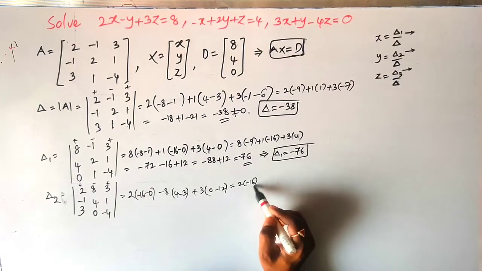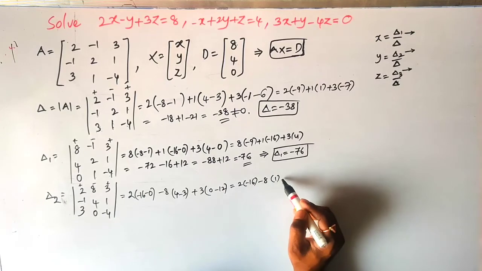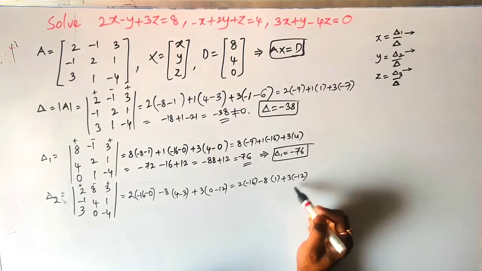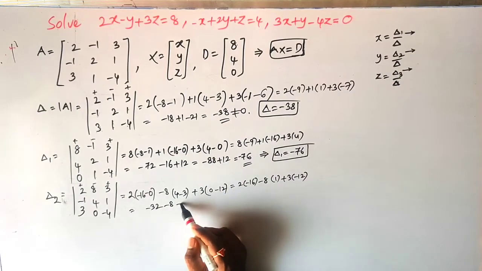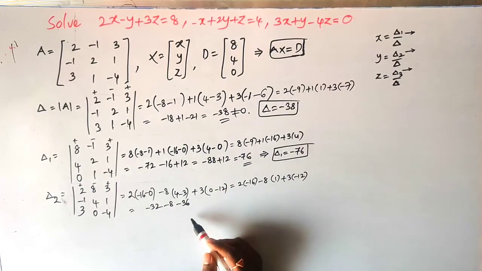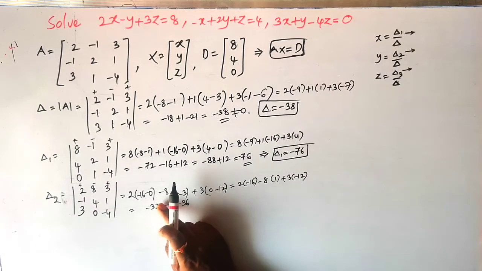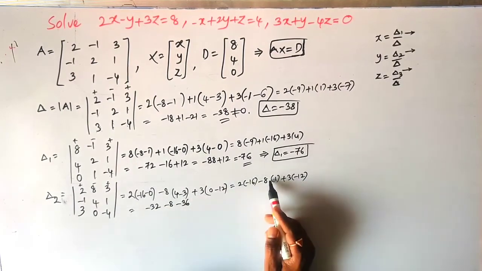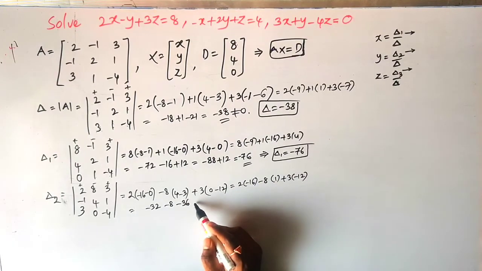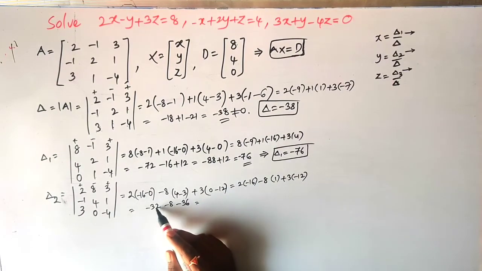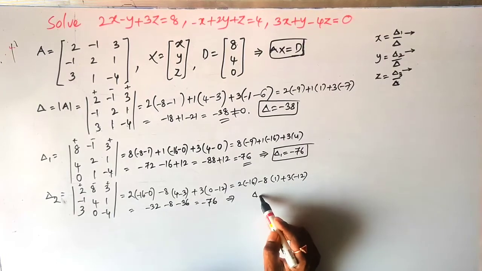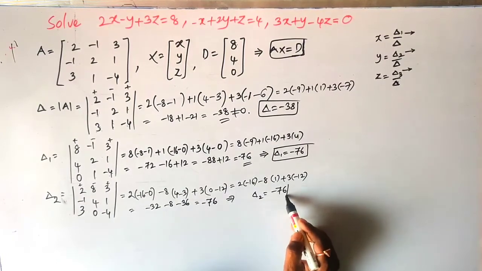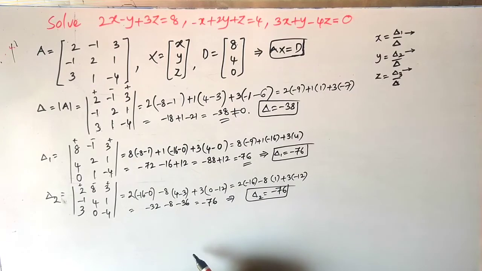2 of minus 16. Minus 8 of 1. Plus 3 of minus 12. So what we get here? Minus 32. Minus 8. Minus 36. So that is nothing but 8 plus 2, 10, 10 plus 6, 16, minus 76. That implies delta 2 also same value we got here, minus 76. Okay. Now delta 3.